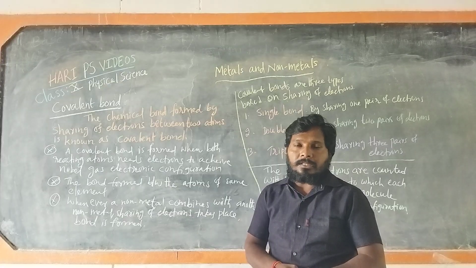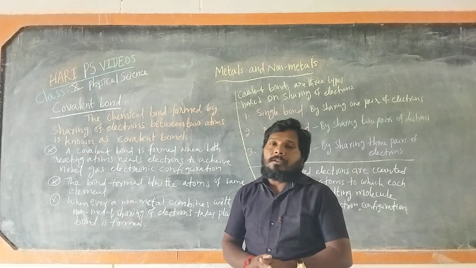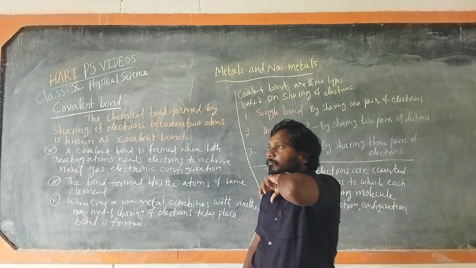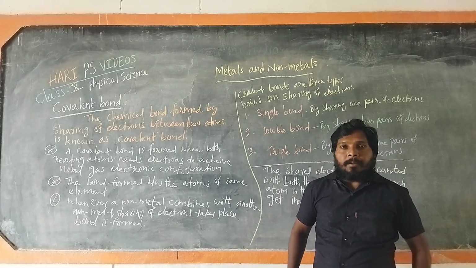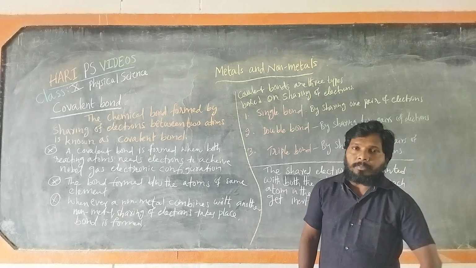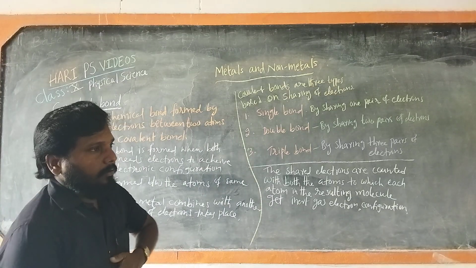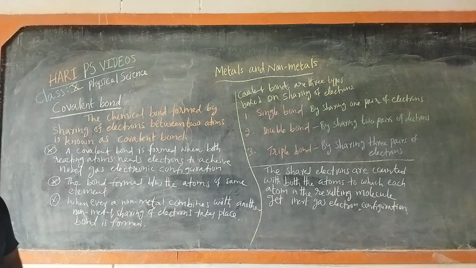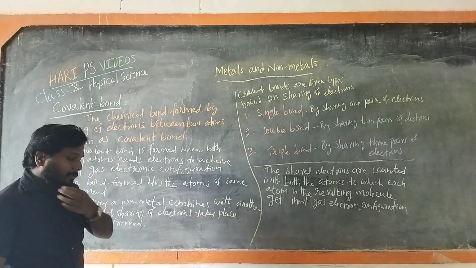So let's start our session. In the previous session we discussed the ionic bond and how the ionic bond is formed between two atoms. Let's start today. The second bond is the covalent bond.